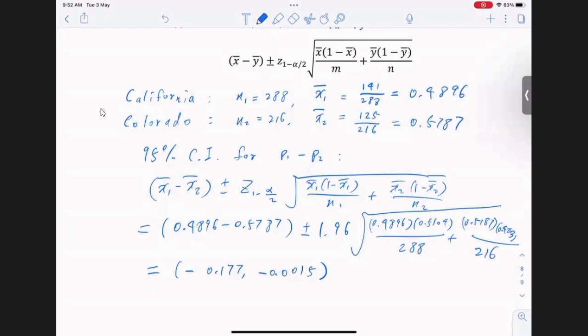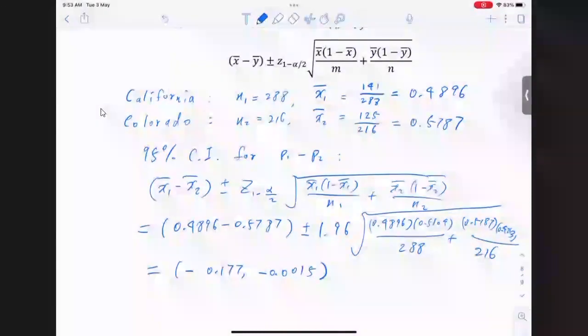And to interpret this confidence interval, again we make use of our understanding about confidence intervals. Since all the values of this interval are negative, it suggests that P1 minus P2 is a negative value. So in other words, P1 is significantly lower than P2. The voting percentage in California is significantly lower than the voting percentage in Colorado.